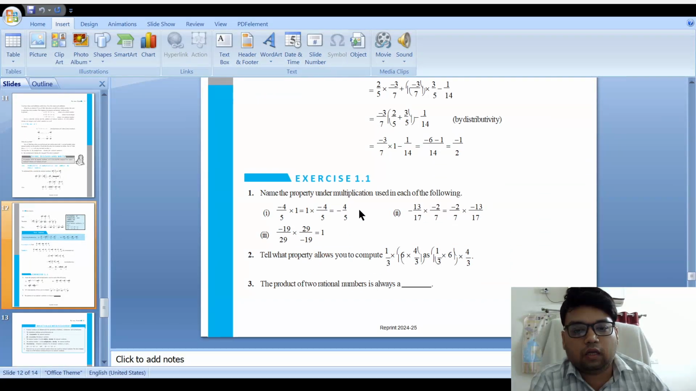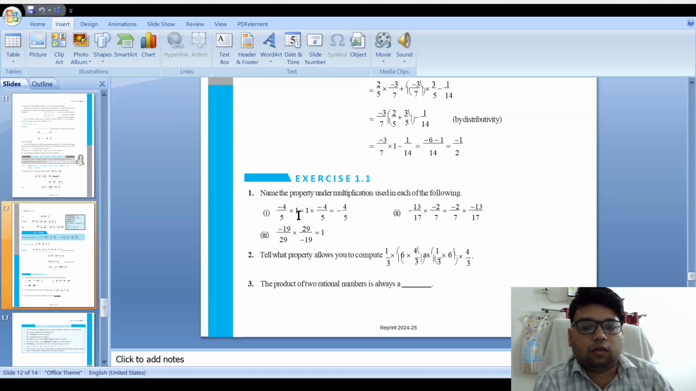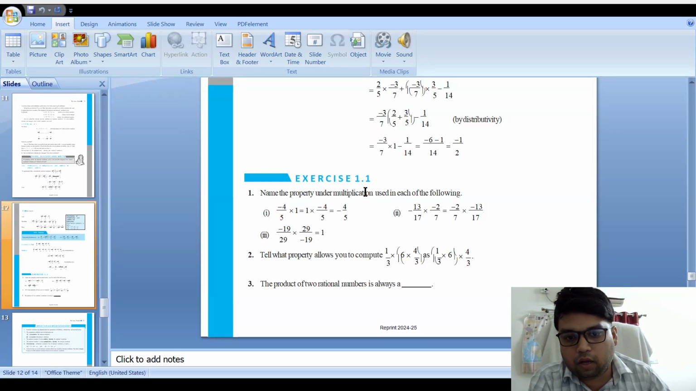Here there is an exercise. Three questions are given, and they ask which property is used in each question. When we see the first question, minus 4 by 5 cross 1 is equal to 1 cross minus 4 by 5, which is equal to minus 4 by 5. When we multiply any number by 1, the result remains the same. Whether we multiply by 1 earlier or after, the result will be the same.